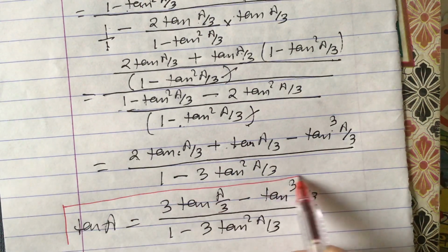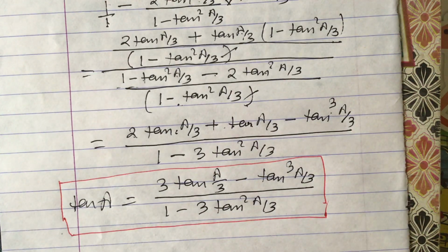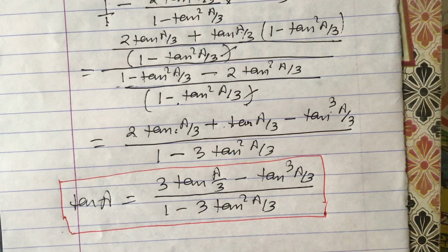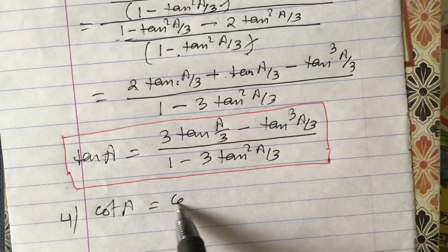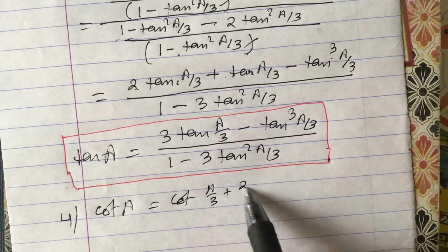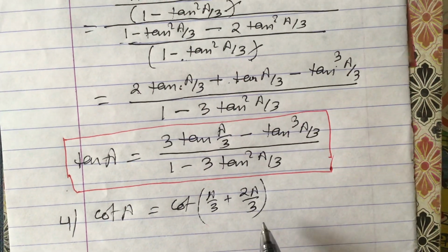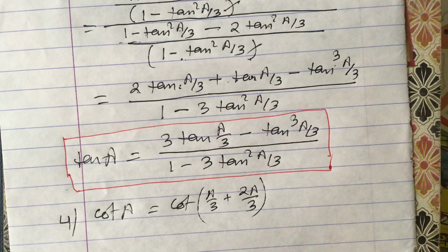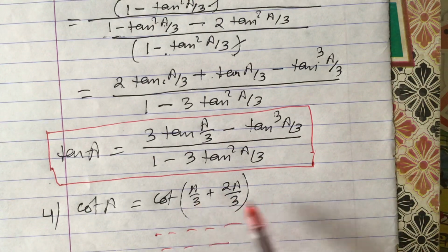If you are asked to express tan a in terms of tan a by 3, then you can do all these steps. Okay, similarly for cot also we can do. Okay, number 4, we have to derive the formula for cot. So cot a equals, we can break it in the same way, cot of a by 3 plus 2a by 3, or you can write here 2 and here a also. And now I'm not going to do this, you have to do it yourself, applying the formula of cot a plus b. I'll give this hint.